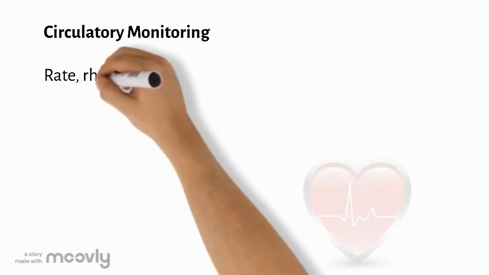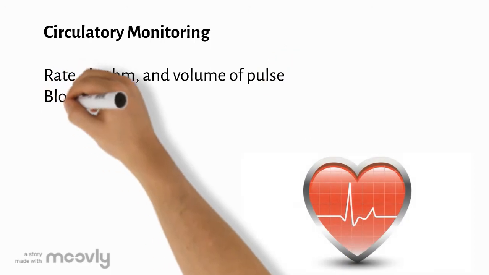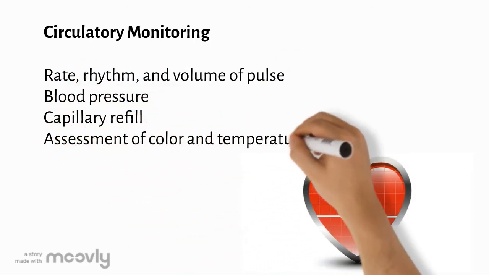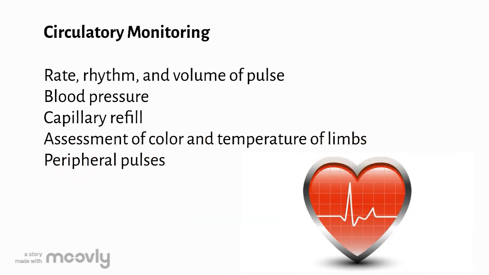Circulatory assessment includes rate, rhythm, and volume of pulse, blood pressure, capillary refill time, color and temperature of limbs, and peripheral pulses, all of which assess peripheral perfusion. If systolic blood pressure is lowered and heart rate is elevated, this may indicate hemorrhage or shock.